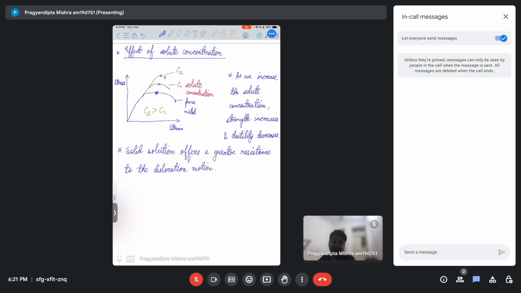Right? That is the essential reason why increasing the solute concentration would strengthen the alloy, because you're seeing more and more resistance to dislocation motion. Okay.